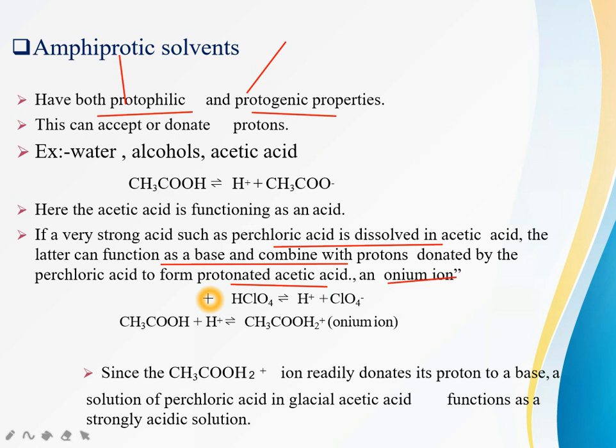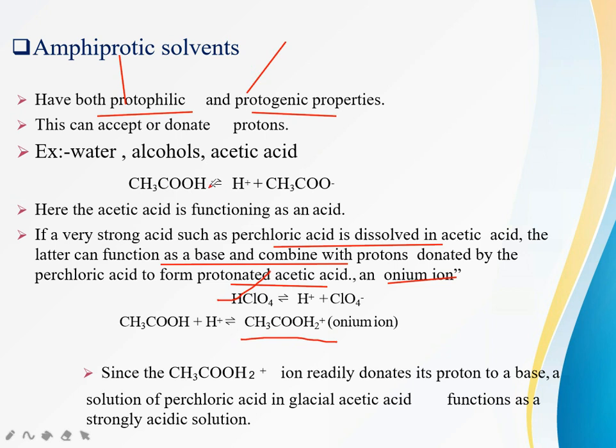That is, when acetic acid is mixed with perchloric acid, which is a strong acid, the acetic acid acts as a base and accepts the proton from perchloric acid. The perchloric acid dissociates into H plus and ClO4 minus, and this H plus is accepted by the acetic acid to produce the onium ion. Since this CH3COOH2 plus, the onium ion, readily donates its proton to a base, a solution of perchloric acid and glacial acetic acid functions as a strongly acidic condition.